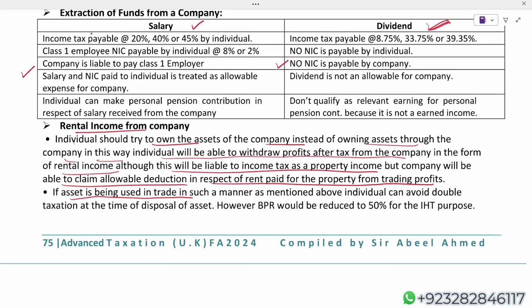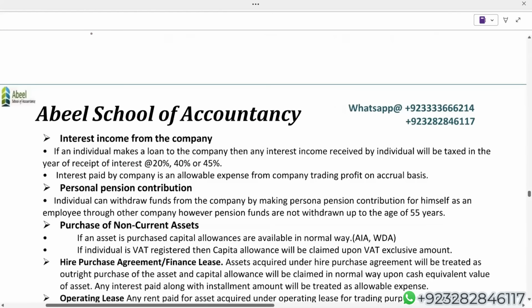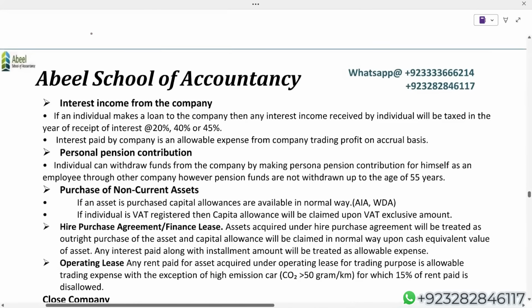If the asset is being used in the trade in the manner mentioned above, the individual can avoid double taxation at the time of disposal of the asset. However, BPR would be reduced to 50% for the IHT purposes. So, interest income from the company, again, just read it once.